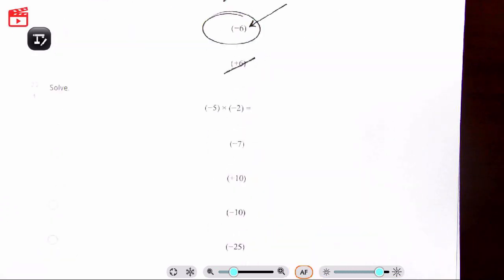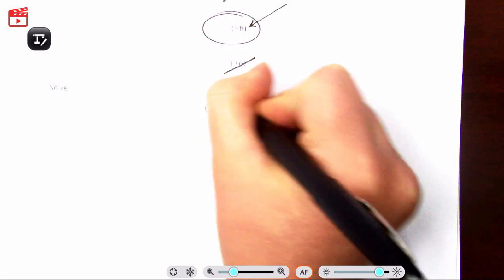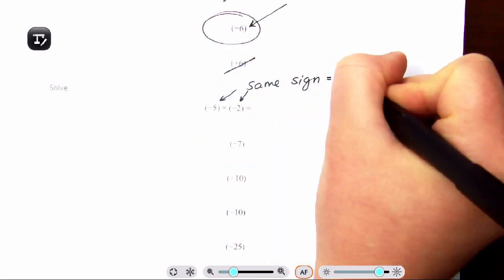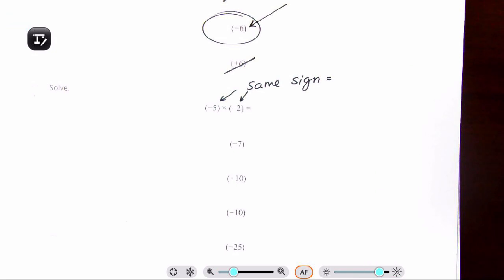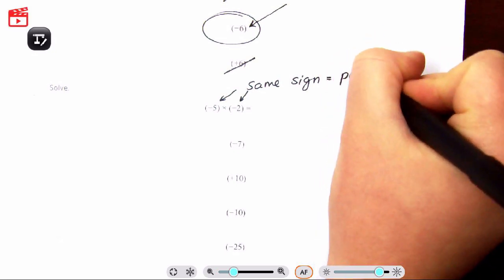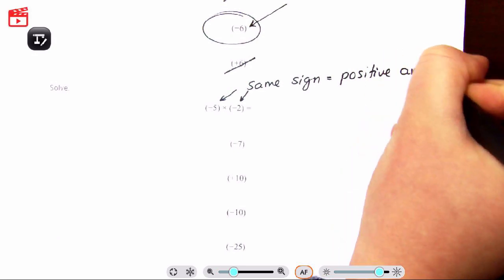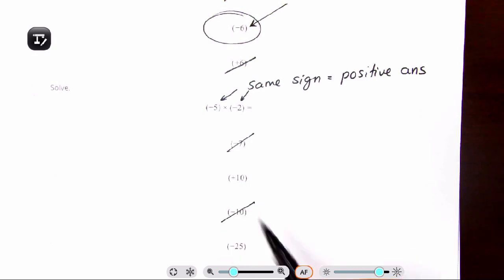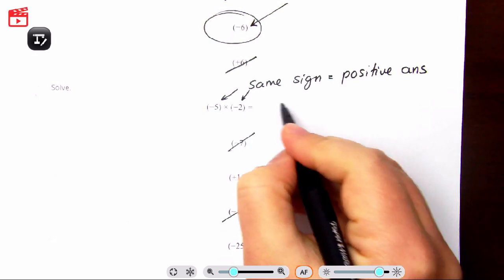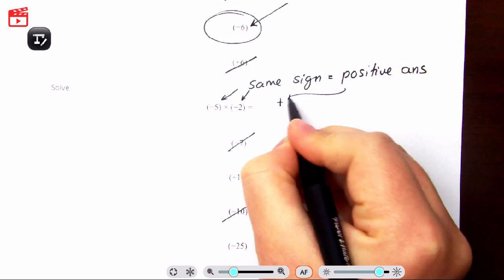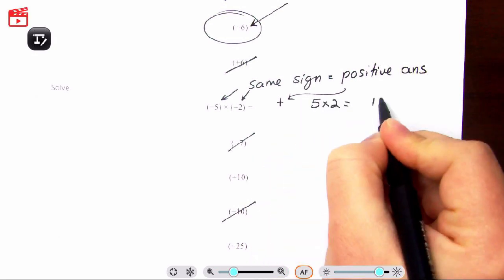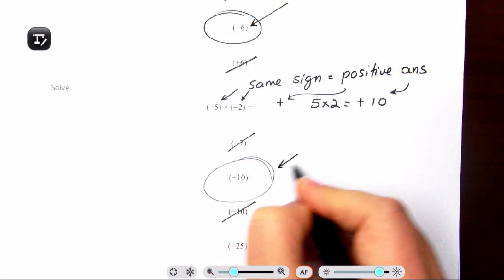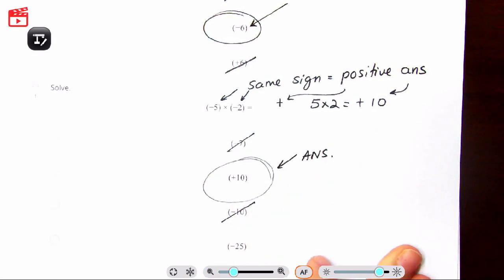Let's try another one. -5 times a -2, same sign, means you're going to have a positive answer. Since you're going to have a positive answer, you're going to eliminate the negative ones. And then you're going to ask, what is 5 times 2? 5 times 2 is 10. You know you're going to have a positive answer, so positive 10 is your answer. Okay, let's keep going.